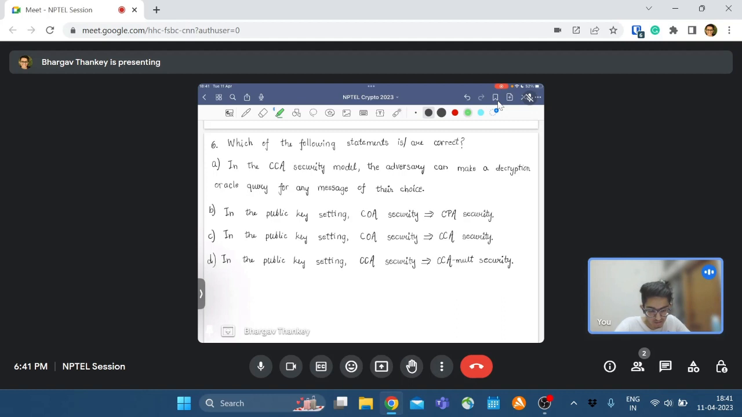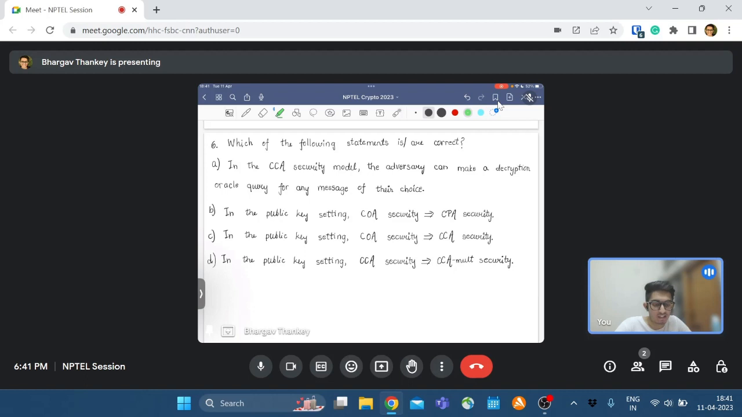Option A is in the CCA security model, the adversary can make a decryption oracle query for any message of their choice. Well, this is almost correct. In the CCA security model, recall that there are a pre-challenge training phase and a post-challenge training phase, right? So in the pre-challenge training phase, the statement is true.